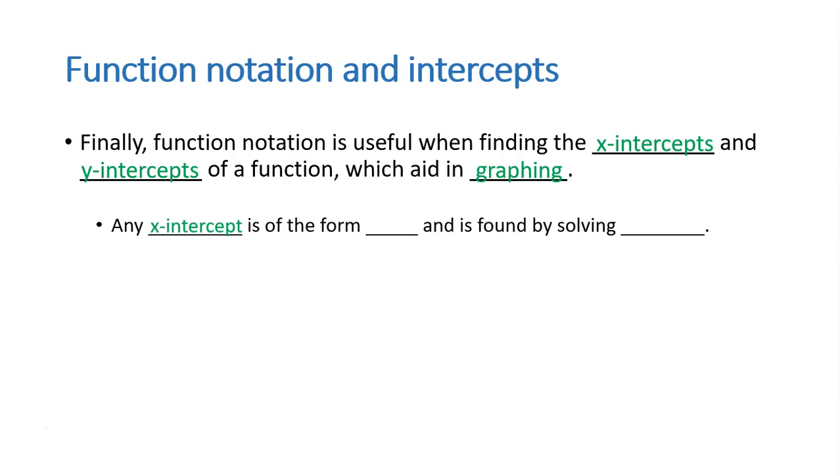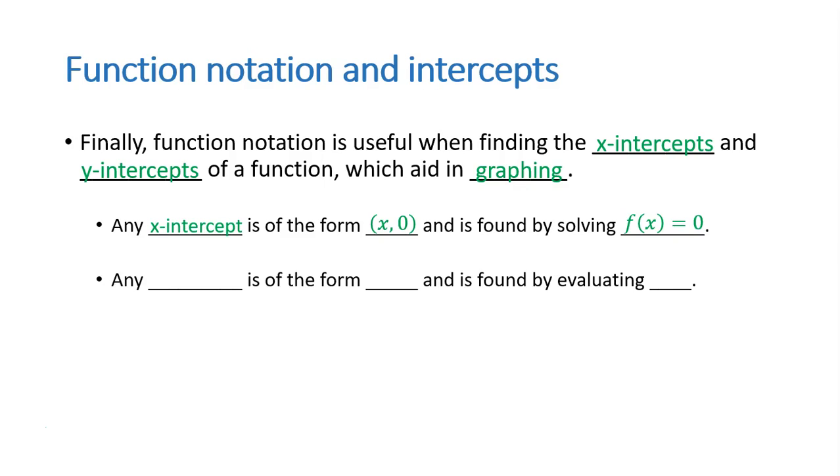So any x-intercept is of the form x, 0. So we can have any value we want for x, but the y value has to be 0. So translated into function notation, remember y and f of x are interchangeable. So if we set f of x to be equal to 0, in other words, if we assume y is 0 and then solve for x, what we're doing is finding an x-intercept. We're finding a point where if we were to graph the function, this would be the particular value where we cross the x-axis.